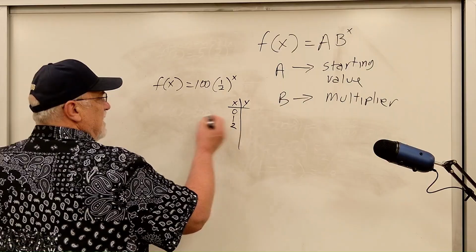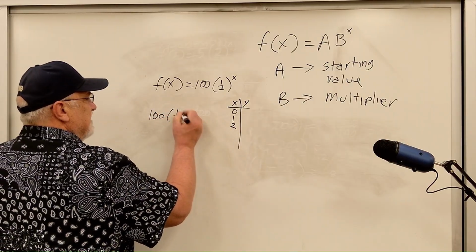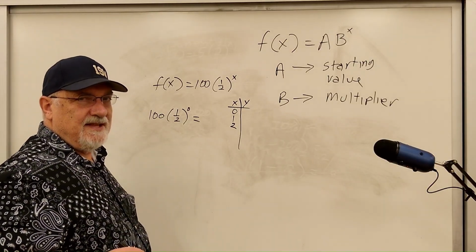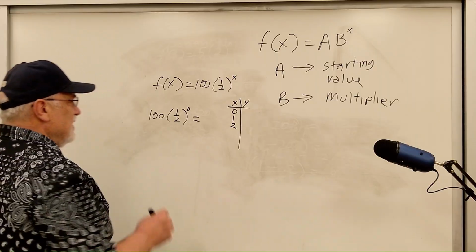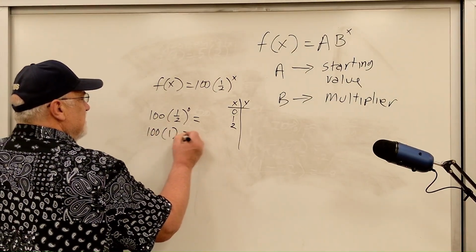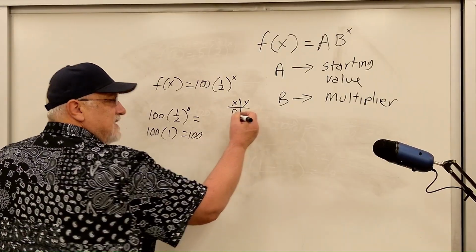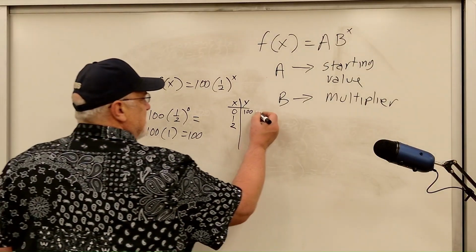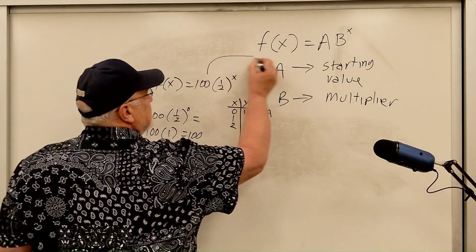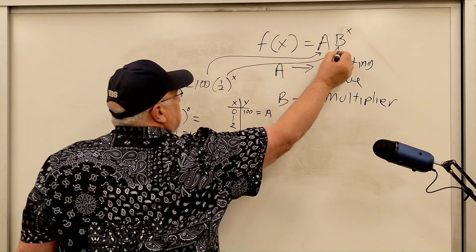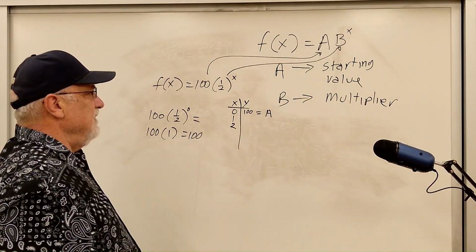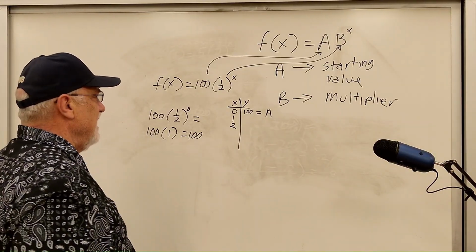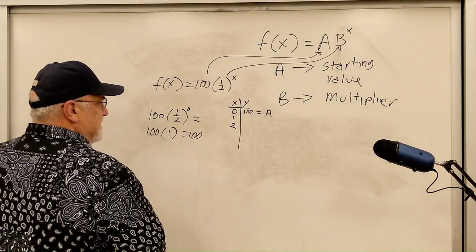When x is 0, we have 100 times 1/2 to the 0. So what's anything to the 0? Do you remember? Anything to the 0 power is 1. So we have 100 times 1, which is equal to 100. So when x is 0, y is 100. And look at that, that's our starting value. That is also equal to a, because this is a and this is b, the multiplier, the rate, whatever you're exponentially increasing or decreasing. This is decreasing at a rate of 1/2. So that is when x is 0.